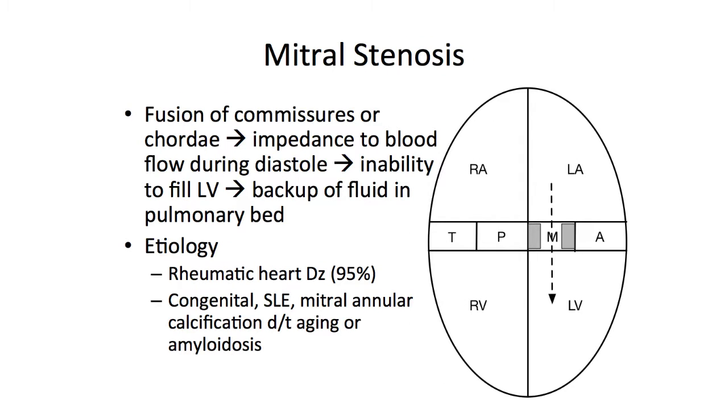In mitral stenosis, you see fusion of the commissures or chordae, resulting in impedance to blood flow during diastole. This results in an inability to fill the left ventricle, resulting in a backup of fluid into the pulmonary bed. In 95% of cases, this comes from rheumatic heart disease. You could also see it, though, in congenital diseases, systemic lupus erythematosus, mitral annular calcification due to aging, or amyloidosis.